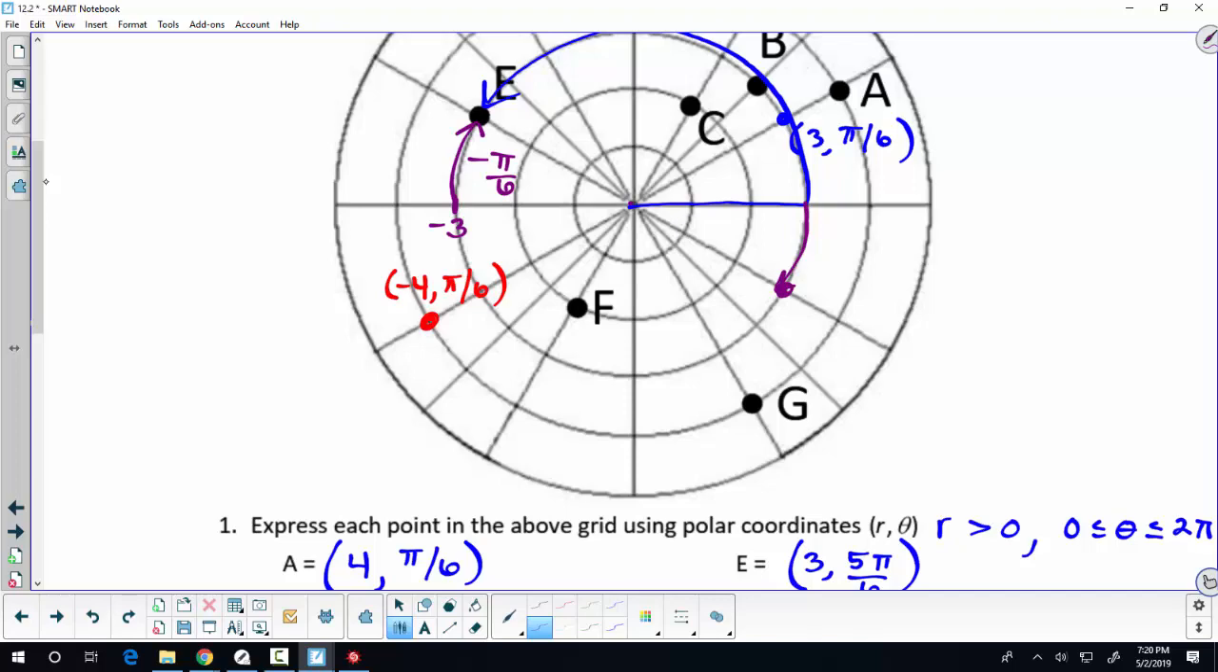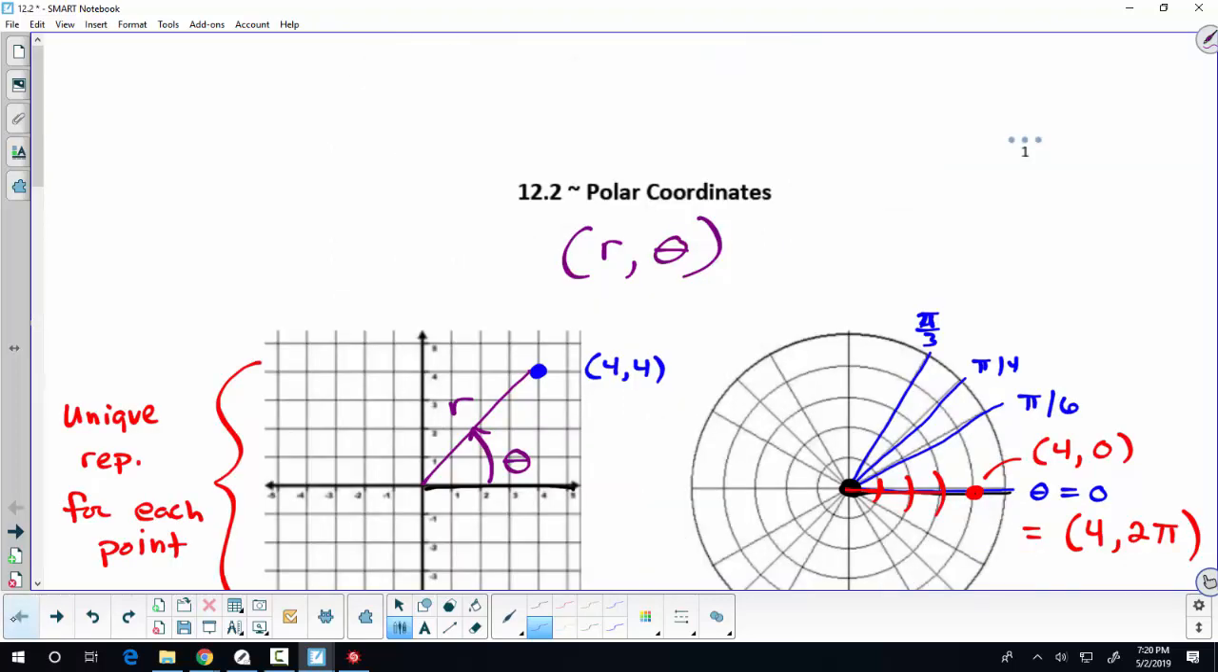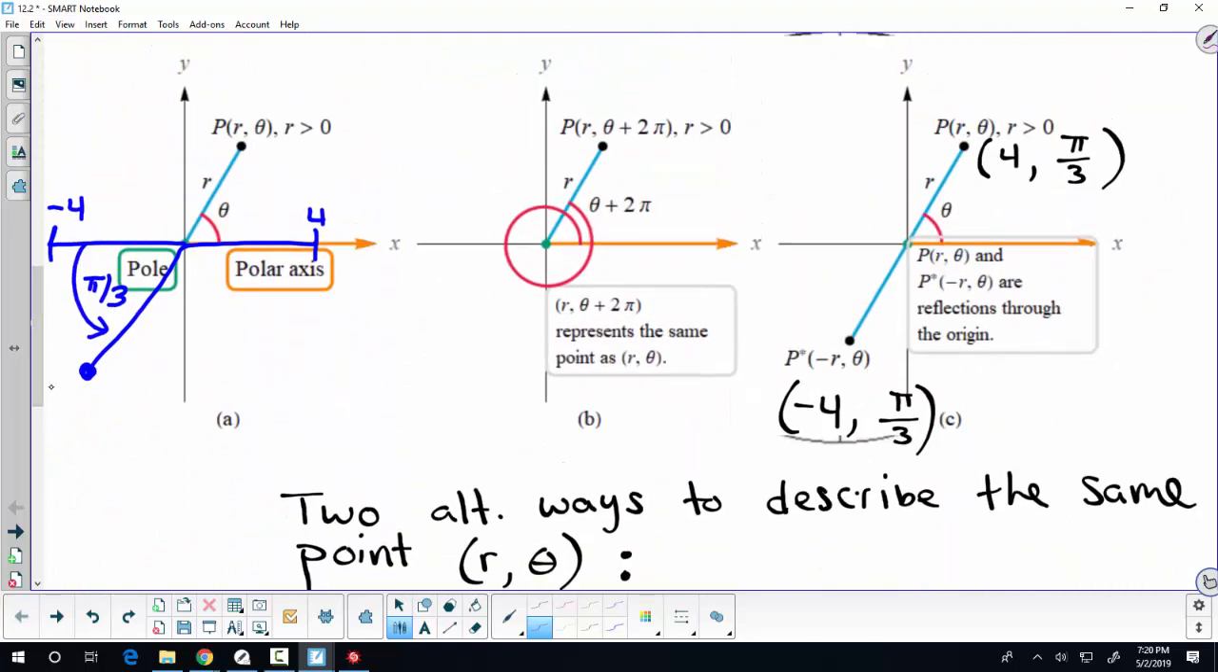Maybe there is some confusion here with this statement, but this was just in order to reflect the point through the origin, we just negate r. But notice they're completely different points no matter how you slice it. Two totally different points.